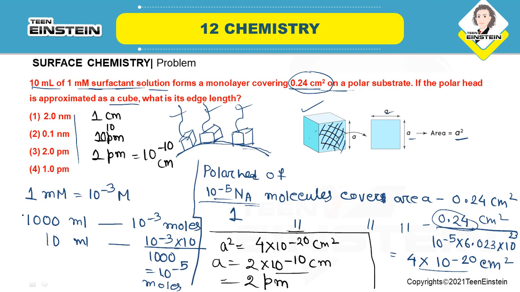So this is the edge length. Sorry, two types of units are there, nanometer and picometer. So we are getting it in picometer because this is the relationship between centimeter and picometer. Okay, so 2 picometer. This is the answer. That means the correct option is option 3.